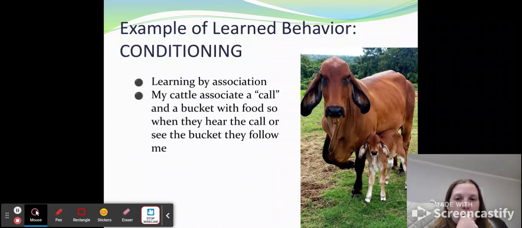Conditioning is another one. So this is learned by association. So for instance, cattle associate a call and a bucket with food. So if they hear the call or see the bucket, they will follow the farmer, whoever that may be, to get the food that they are associating with that.